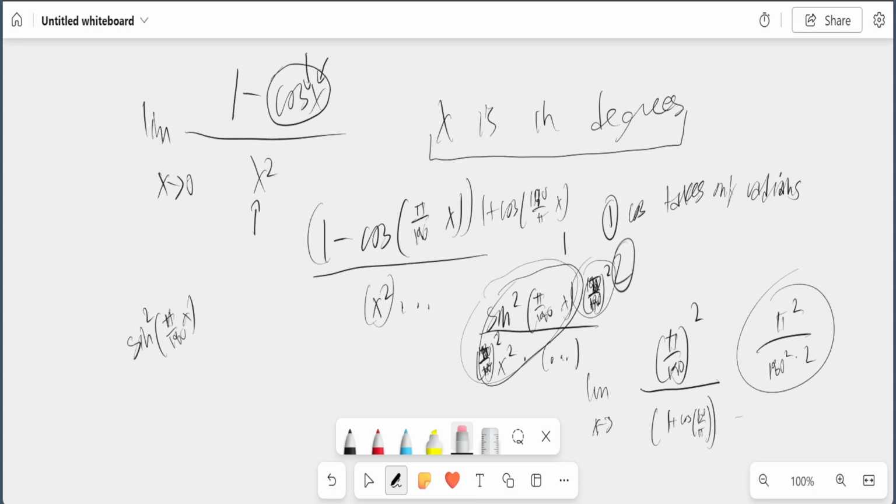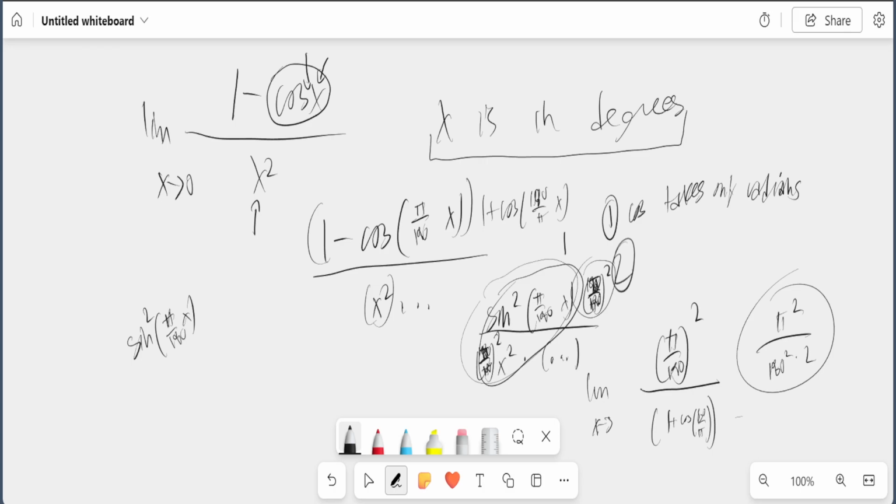Okay, so that should be everything. Does that make sense? This is probably not going to be on your theory final, but it's a good thing to know the difference between radians and degrees. Okay. That should be everything.